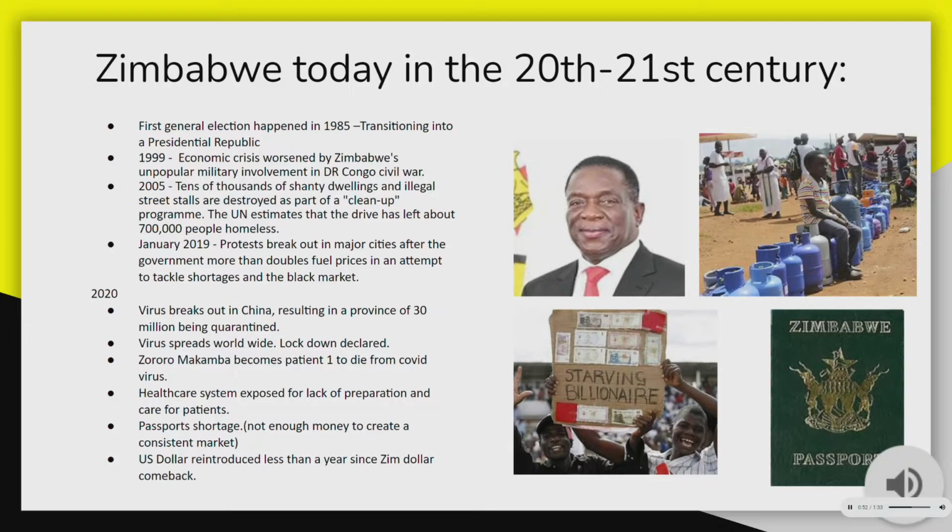In 2020, with the COVID-19 virus breaking out, a province of 30 million people was quarantined. Zororo Makamba becomes the first COVID-19 casualty in Zimbabwe. The healthcare system is exposed for its lack of preparation and care of its patients. A passport shortage begins as there is not enough money to create a consistent budget. In less than 1 year of the Zim dollar comeback, the US dollar is reintroduced.